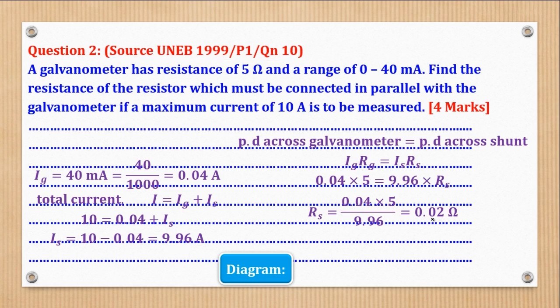Now let's see how much can be awarded. So a full mark for getting the current through the shunt, a full mark for equating the PDs, a full mark for substitution, and a full mark for the final answer, which is 0.02 ohms. So basically that's how the 4 marks could come about.